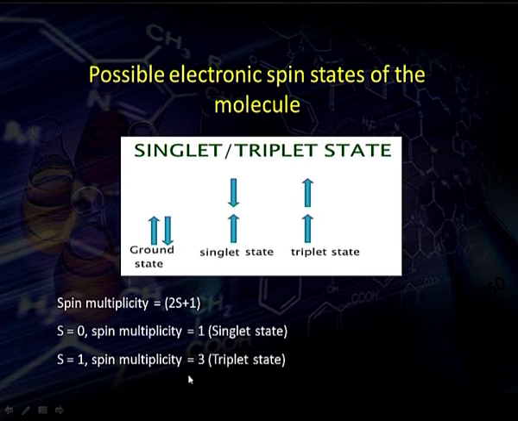In the second case, we have two electrons, both are in the same spin. So, their spin adds up. Half plus half makes 1. So, 2s plus 1 makes 3. Therefore, this is the triplet state. So, this is how we have singlet state and triplet state.